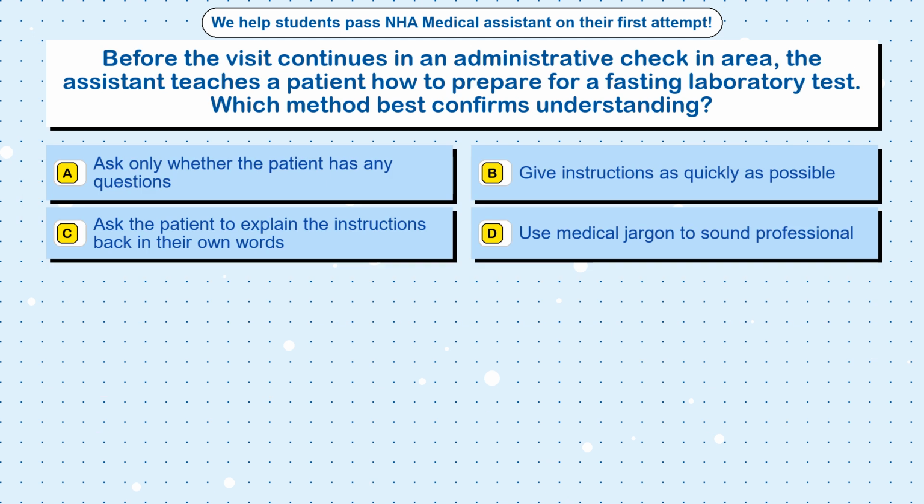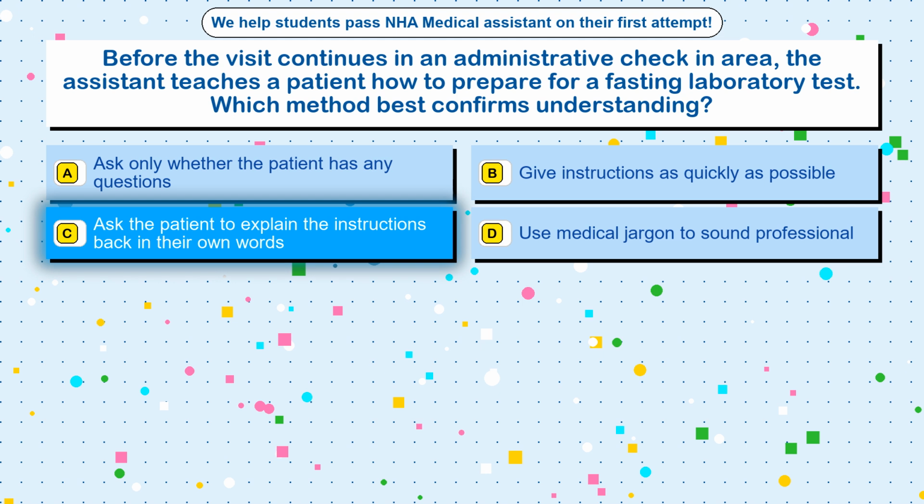Question 62. Before the visit continues in an administrative check-in area, the assistant teaches a patient how to prepare for a fasting laboratory test. Which method best confirms understanding? Option A. Ask only whether the patient has any questions. Option B. Give instructions as quickly as possible. Option C. Ask the patient to explain the instructions back in their own words. Option D. Use medical jargon to sound professional. The correct answer is option C. Ask the patient to explain the instructions back in their own words.